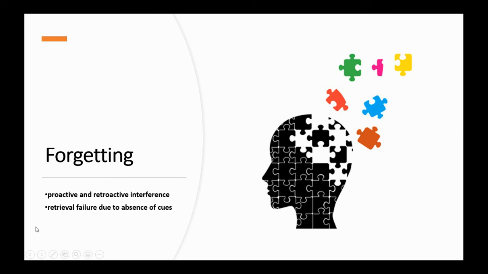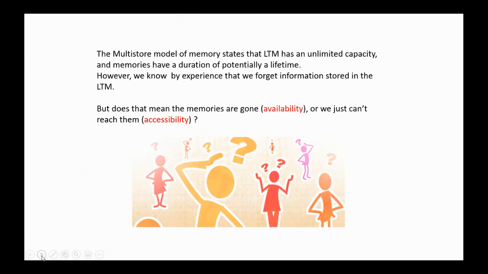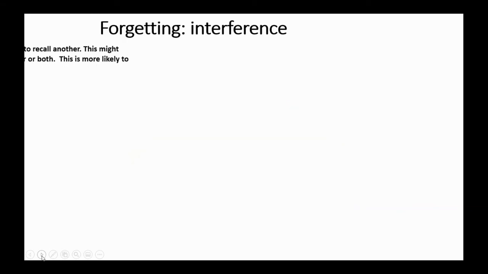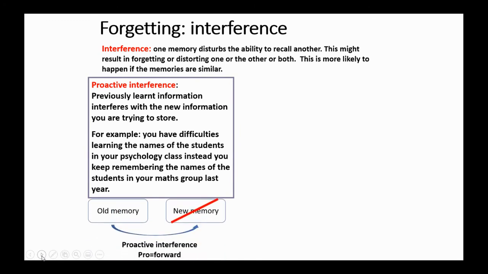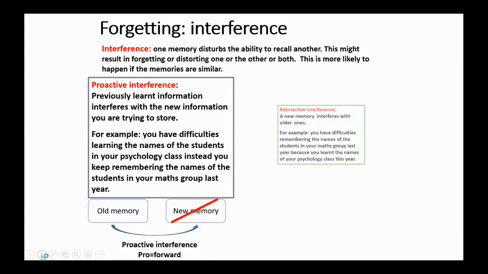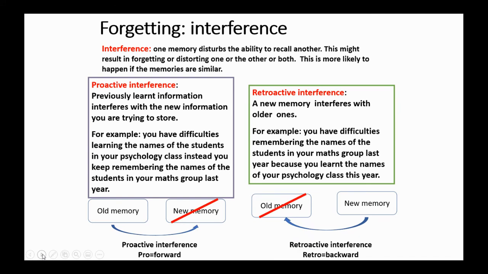Then we need to look at forgetting. So we've looked at remembering, and now we need to look at forgetting. That is about interference and cues. When we look at forgetting, we're looking at availability or accessibility. Have we lost information, or is it just that we cannot access information? Interference is where we have one memory disturbing the ability to recall another memory. This is more likely if memories are similar, so that's interference.